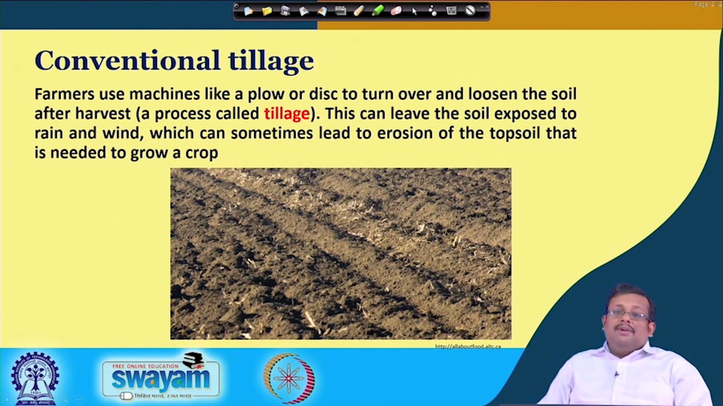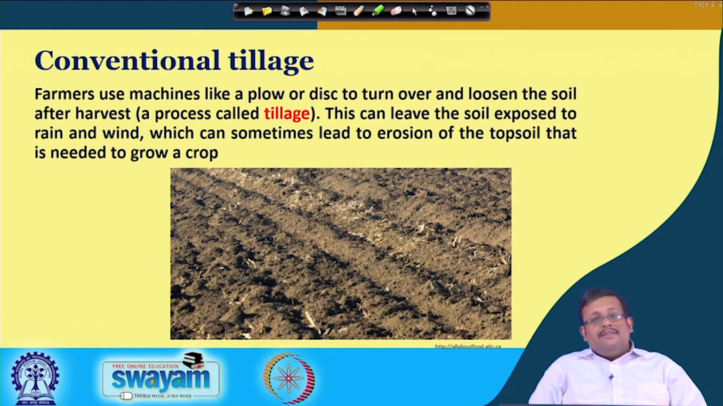Let us see what is the first kind of tillage. The first kind of tillage is conventional tillage, which we generally see in Indian fields. In conventional tillage, farmers use machines like the plow and disc to turn over and loosen the soil after harvest. This can leave the soil exposed to rain and wind, which can sometimes lead to erosion of the topsoil that is needed for the growth of the crop.